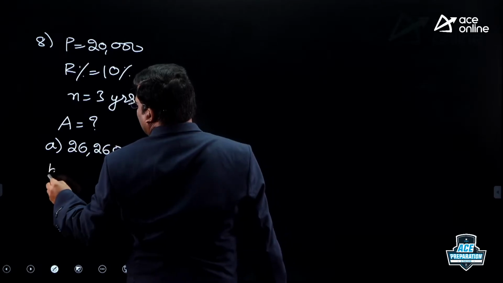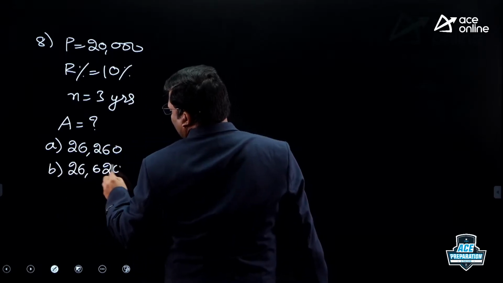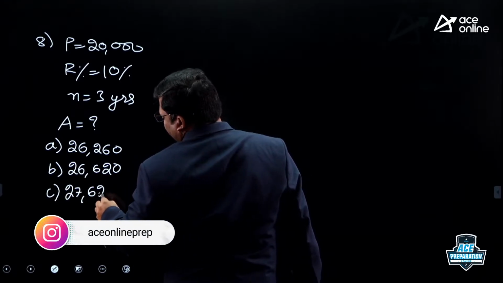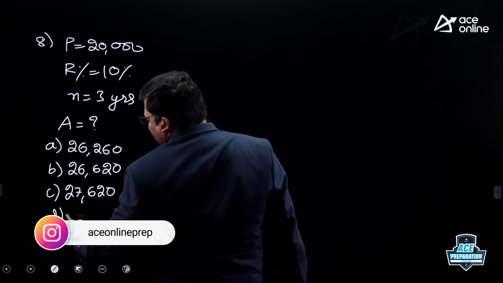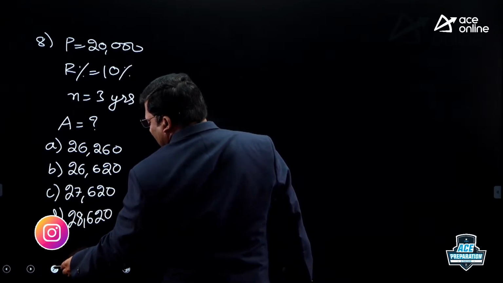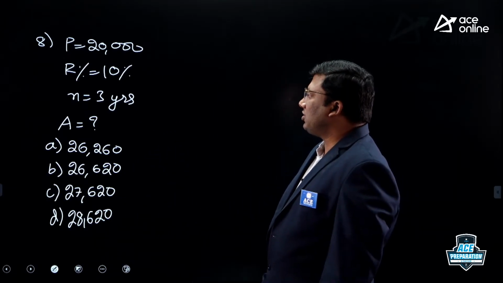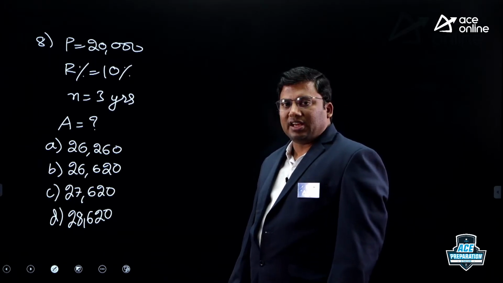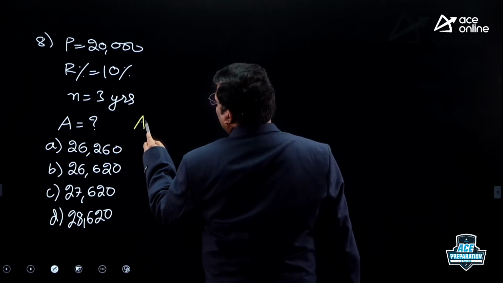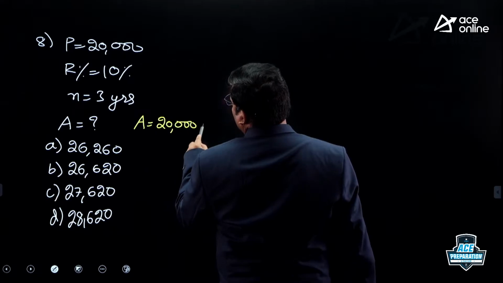26,260. 26,620. 27,620. 28,620. Listen carefully, sir. P is 20,000, R is 10%, N is 3 years. Amount equivalent to principal, it is 20,000.